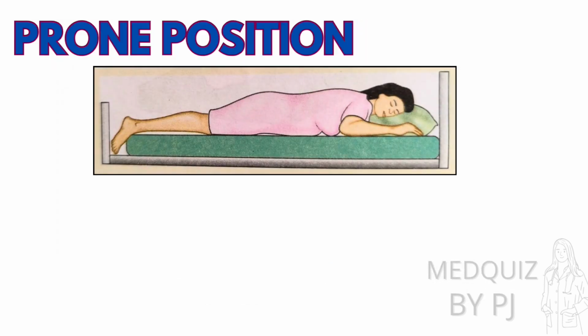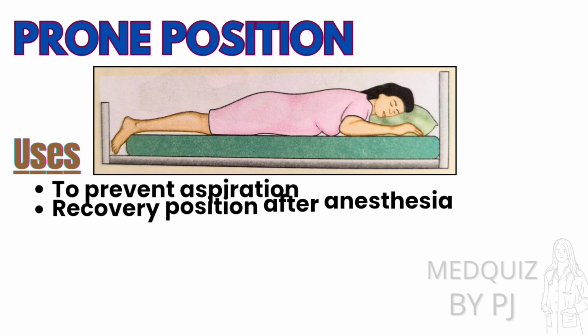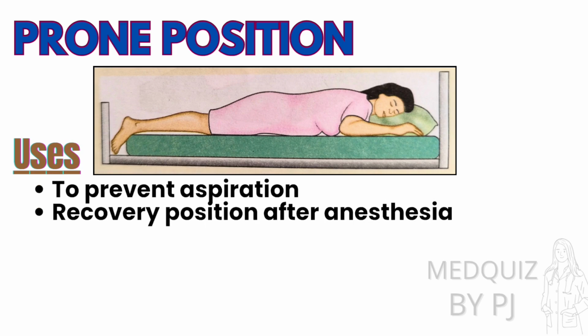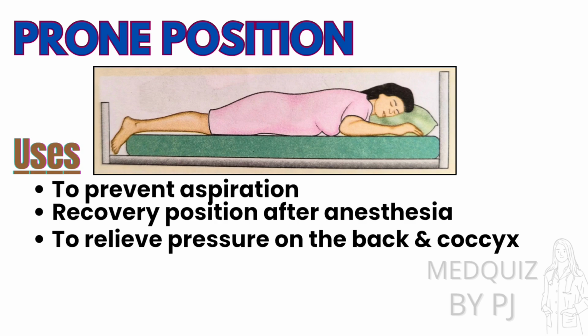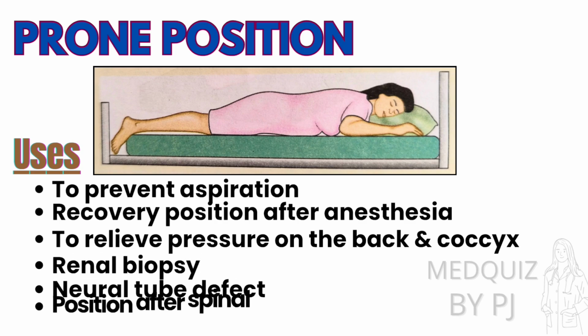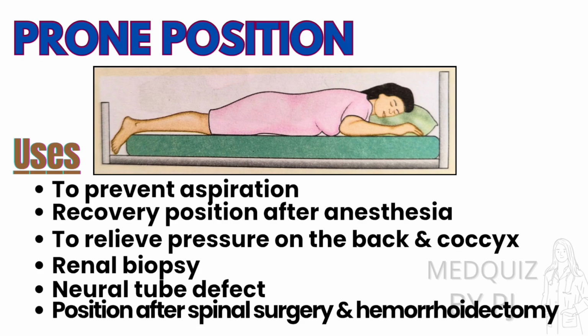Prone position. Patient lying on the abdomen with head turned to one side. To promote comfort, a pillow can be used under the head and a small pillow or towel roll can be used under the abdomen. Uses. To prevent aspiration. Recovery position after anesthesia. To relieve pressure on back and coccyx. Renal biopsy. Neural tube defect. Position after spinal surgery and hemorrhoidectomy.